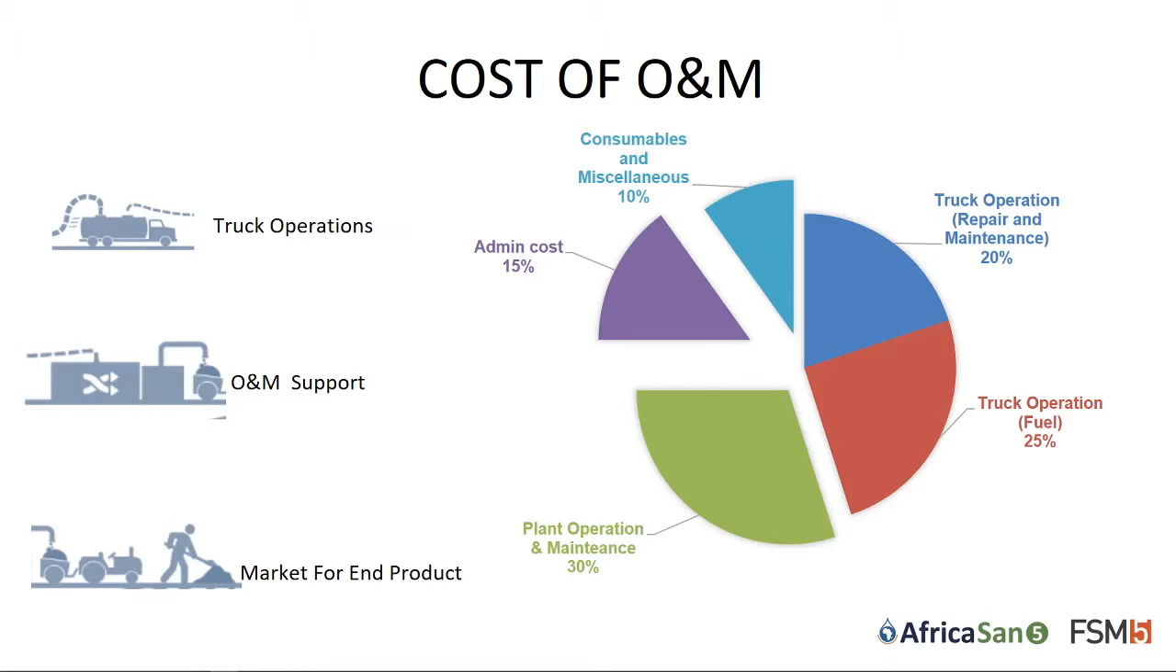Then we found that in order to optimize all these factors, we need a joint tender and an institution which can cover all these 3 aspects of truck operation, plant operation, and marketing of byproducts to cover the revenue. So we roughly put the O&M together: 45% of the overall cost goes to the truck operation, 30% goes to the plant operation, and the remaining 15% or 20% goes to admin and other consumable costs.